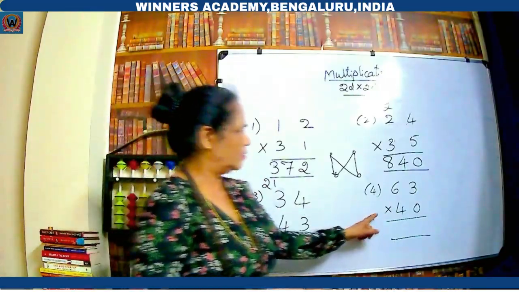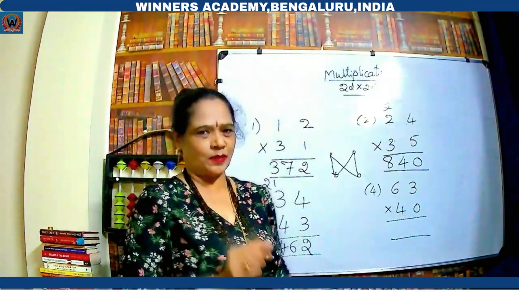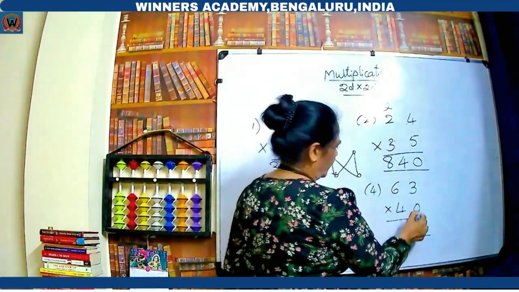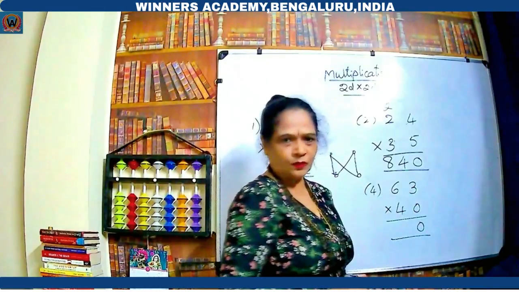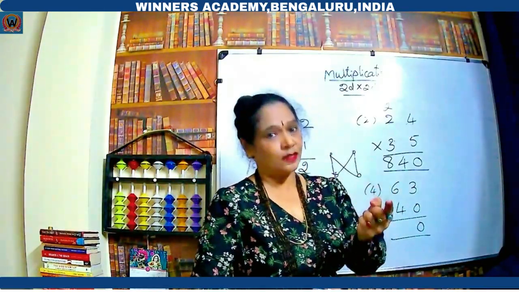Next, let us see the fourth one. Here we have a 0 also. If 0 is there, how to do? That also is the same. First we know units and units. 3 into 0, 0. That is the first step. Second is cross multiplication and addition.